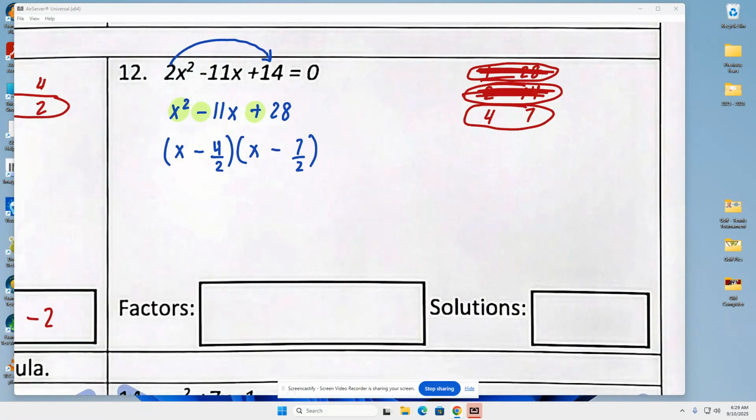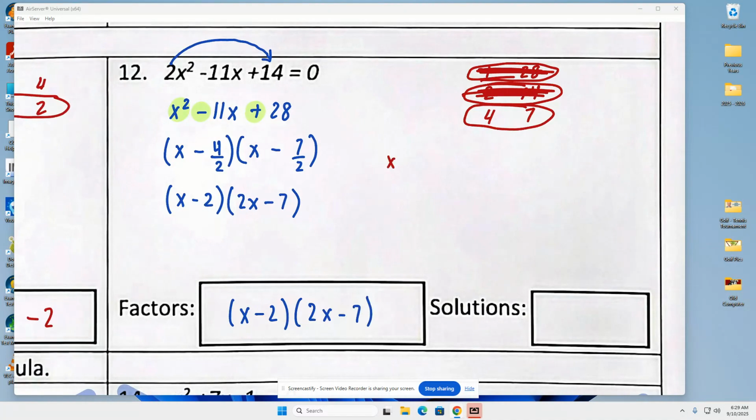So, will 4 divided by 2 reduce? Absolutely. 4 divided by 2 is 2. So this factor is x minus 2. Will 7 divided by 2 reduce? No. So I'm going to put the 2 with the x minus 7. So my factors are x minus 2 and 2x minus 7. Now what are my solutions?